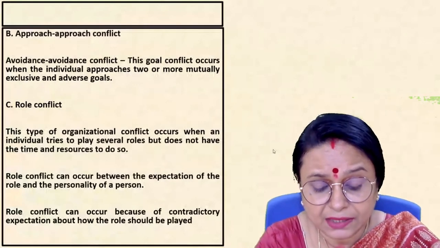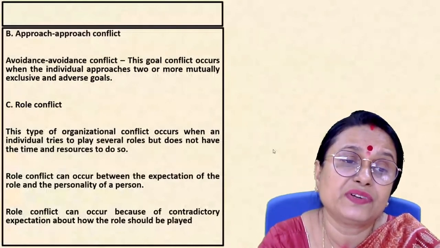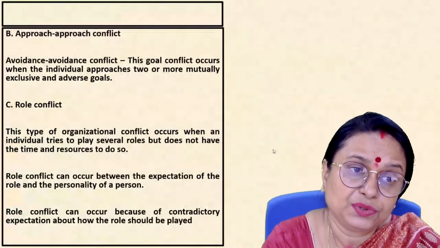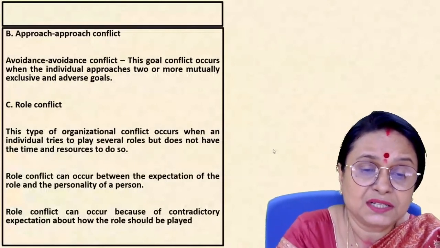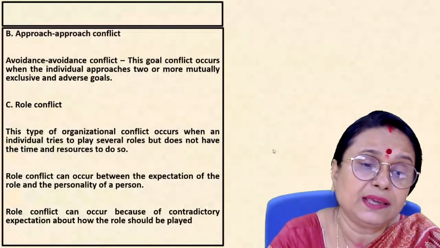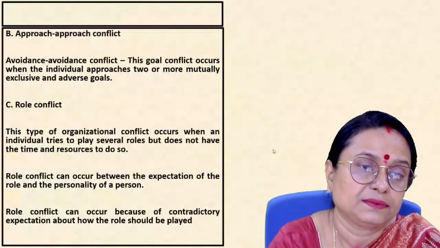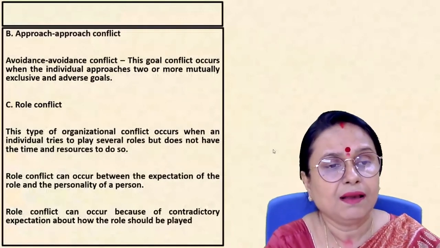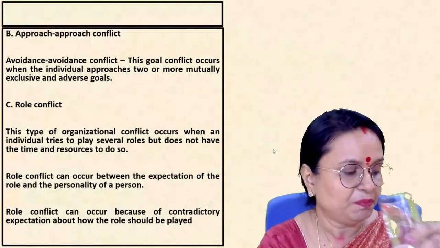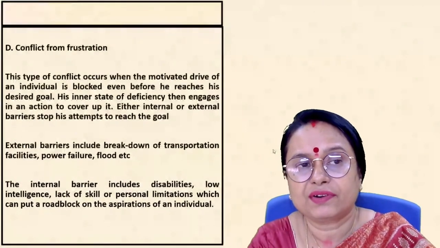So here the expectation from the authorities, from the board of directors, is very high from the person. But the person is not able to manage to look after all the departments simultaneously. So that is also one intrapersonal conflict. Conflict from frustration.